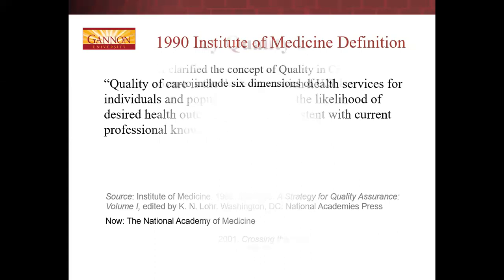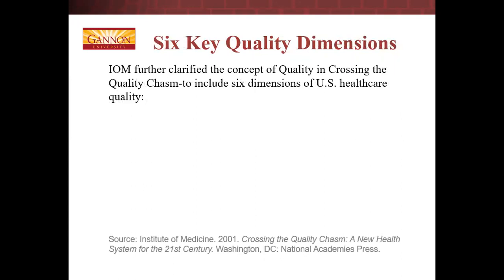And they talk about it in terms of six key quality dimensions. One, it's safe. That's care that's intended to help patients and should not harm them. It's also effective, and that's care that should be based on scientific knowledge and provided to patients who could benefit. Care should not be provided to patients unlikely to benefit from it. In other words, underuse or overuse should be avoided.